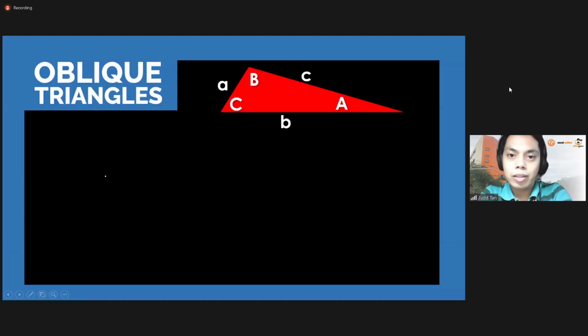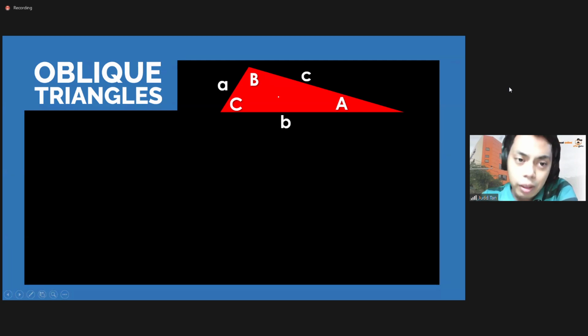Oblique triangles. So, I have two laws here. Dalawang law po yung i-discuss natin. Okay? So, yung goal kasi natin is to be able to solve the triangle. Solve natin yung sides, tsaka yung angles.